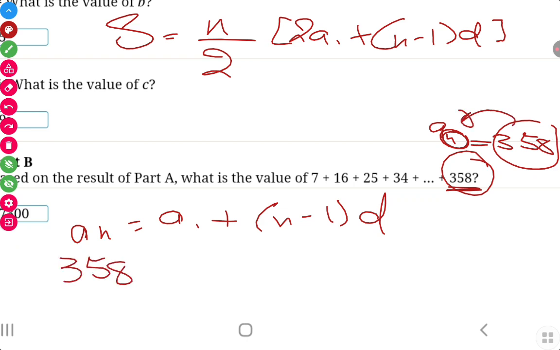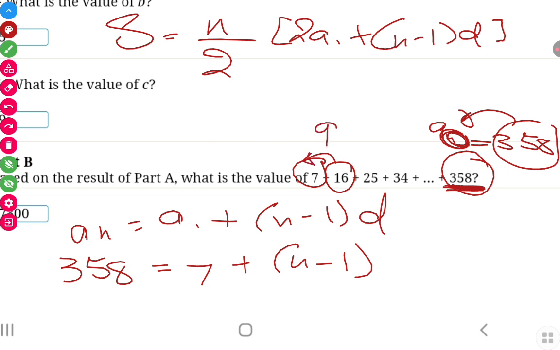The reason we're using the last number is because the n of the last number tells you how many terms there are. If the last number is the 10th number, that means there are 10 numbers in the progression, and so on. a1, which is 7, plus n, what we're trying to find, times d. To find d, you just subtract any two numbers. 16 minus 7 will get you 9. And same with the rest, 34 minus 25, 25 minus 16. The difference is 9.